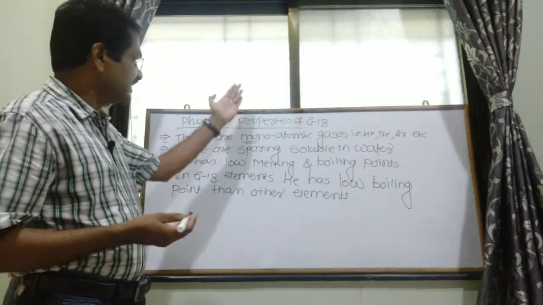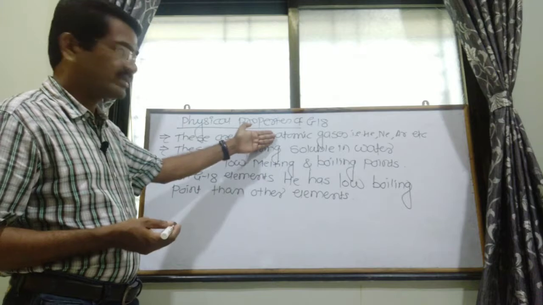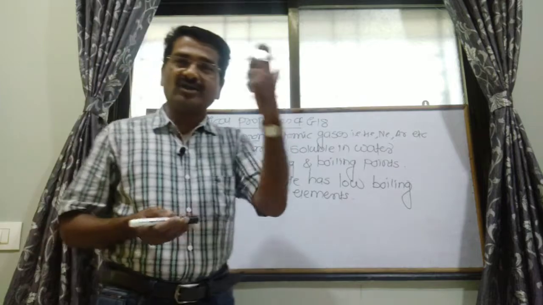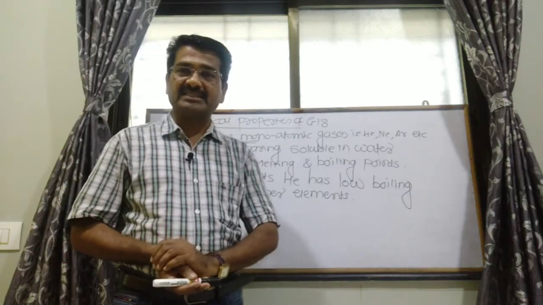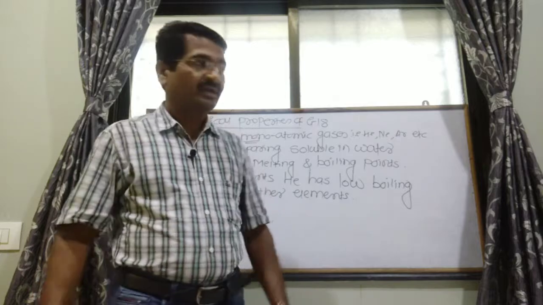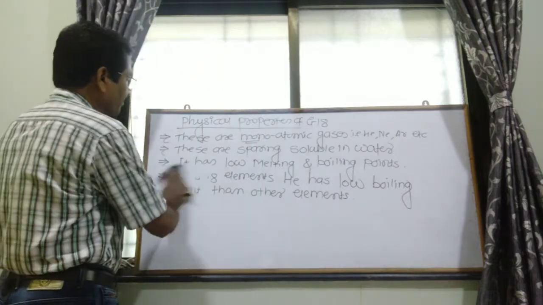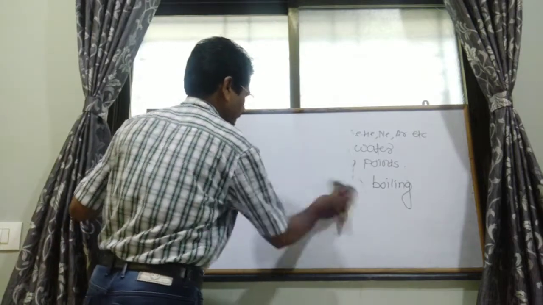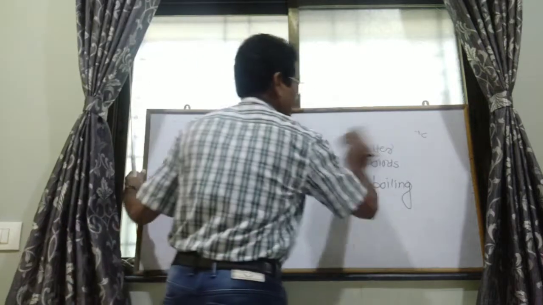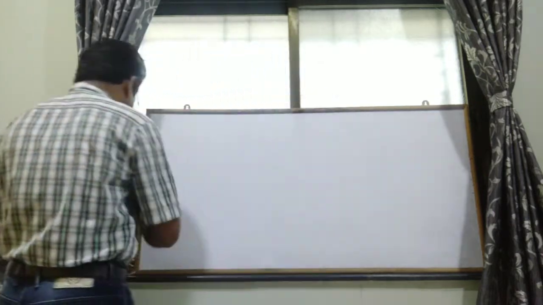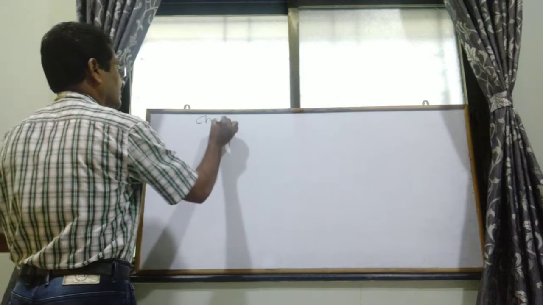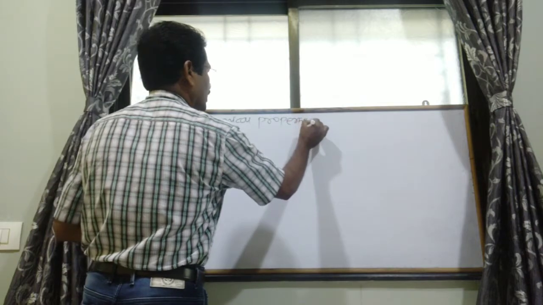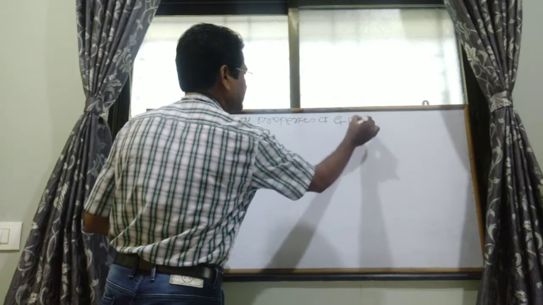So all these are the physical properties. First monoatomic, then sparingly soluble, low melting and boiling points. But in all the Group 18 elements, helium possesses very low values as compared to others. After that, see the chemical properties of Group 18, that is, noble gases.